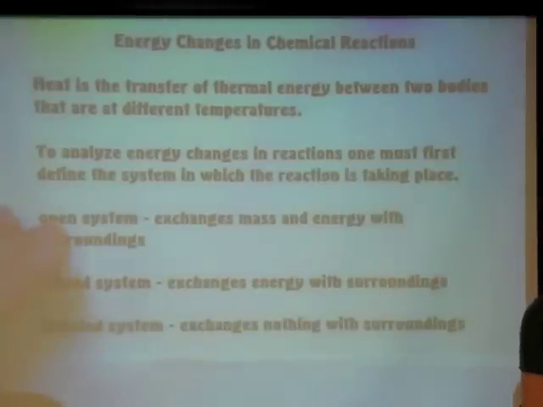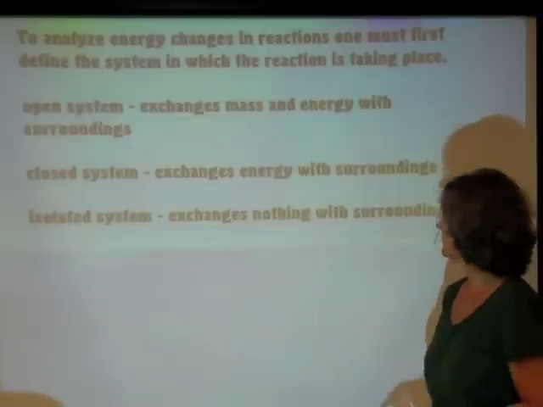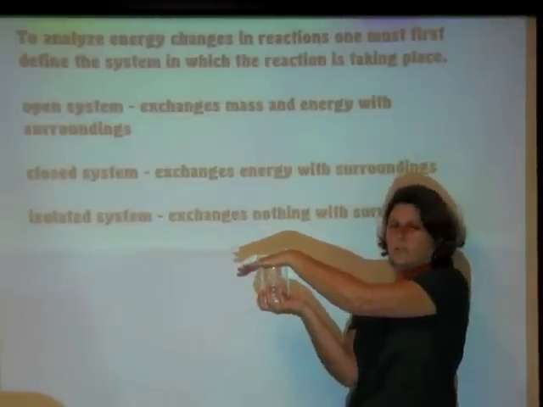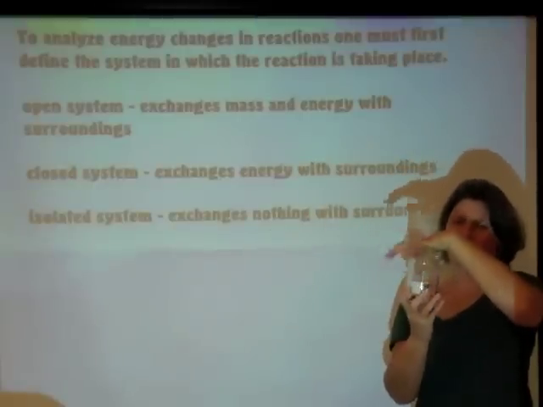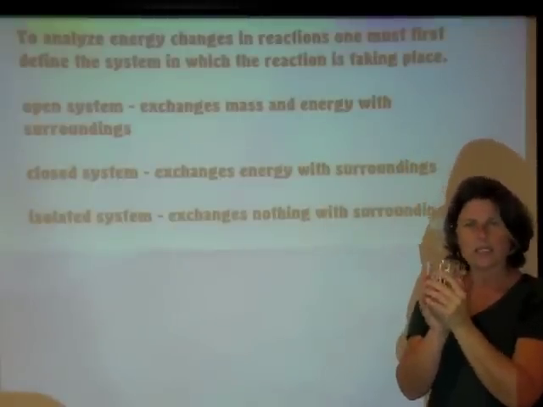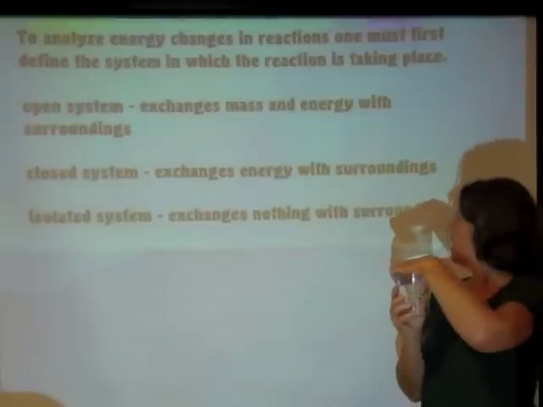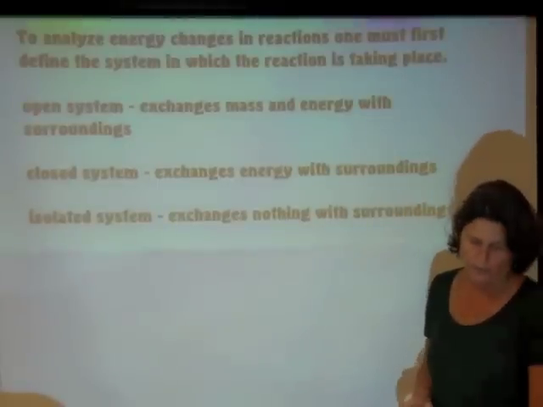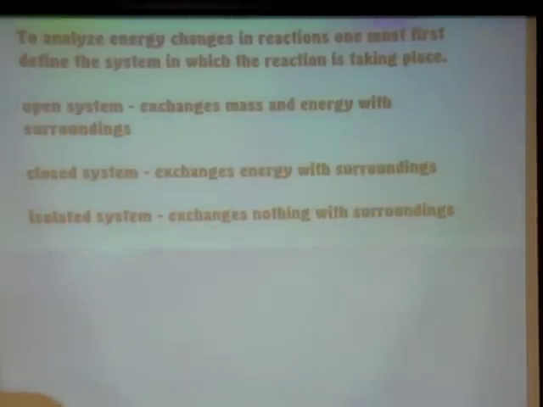Now, the other one is an isolated system, and it exchanges nothing with the surroundings. So you guys, how could I make this closed system into an isolated system? What could I do so that this isn't going to transfer any energy out or in? Well, I could do this in an insulated container, right? Like styrofoam would be an isolated system. So capped styrofoam, and then we'd still have a little bit of energy transfer, but not a lot, nothing like this glass. Okay. So, hopefully we've got that down. Those three things, open, closed, and isolated system. So if someone describes a problem to you as open, closed, or isolated, you'll understand what they mean by those three terms.